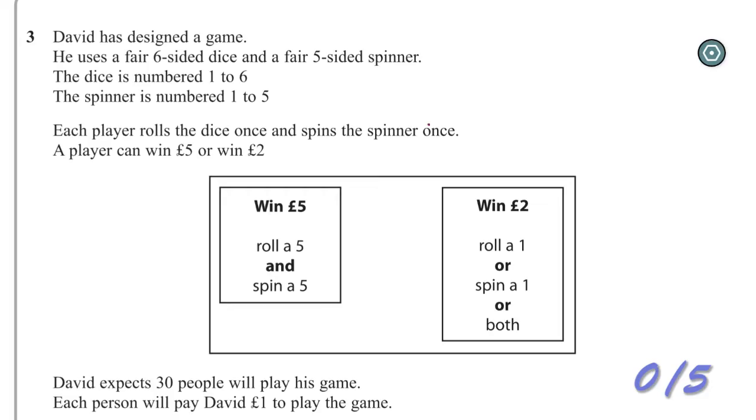Okay, question 3. It's quite a complicated probability question, this one. There's quite a lot to it. David's designed a game. He uses a 6-sided dice and a 5-sided spinner. Each player rolls the dice once, spins the spinner once, and a player can win £5 or £2. He expects 30 people to play his game. Each person pays £1 to play, and we need to figure out how much profit he's expected to make.